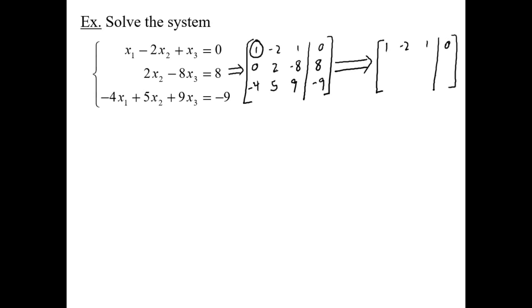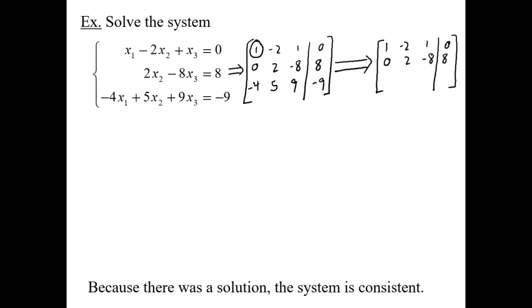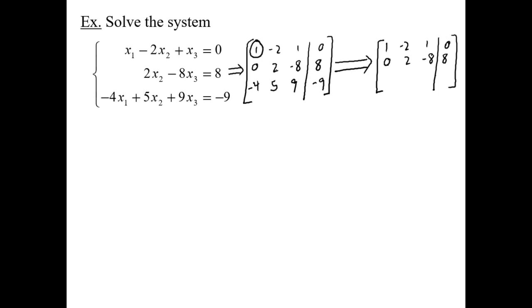And now I'm going to use that 1 to get zeros below it. Well, notice the second row already has the 0 where I want, so that one I'm not going to change any. And now we have to figure out how to get a 0 here. Now let's remember what we're going to do.